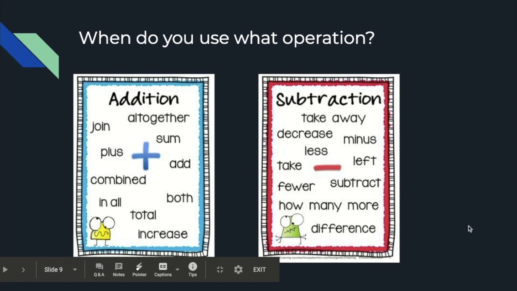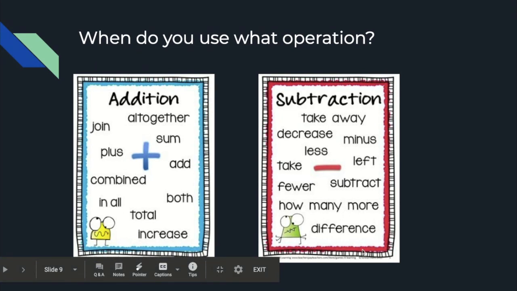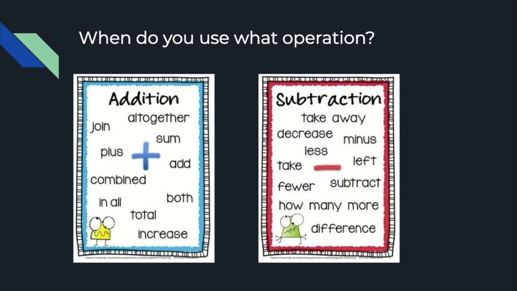Now, the last question I have for you before we get started in me describing your task is, when do we use what operation? So remember those posters in our classroom where we had all the ones that have to do with addition. We're talking about adding things all together, the sum, combined, total, both. But then we also have subtraction. We have take away, decrease, less, minus, how many more, the difference. So ultimately, when we're using subtraction, we're trying to find the difference between two numbers. And that's going to be really helpful when we go to look at our chapter task.